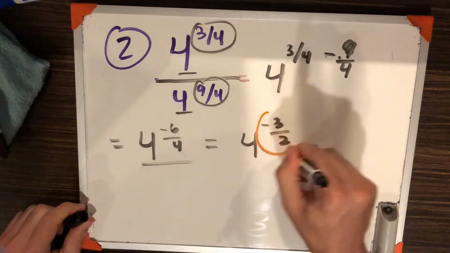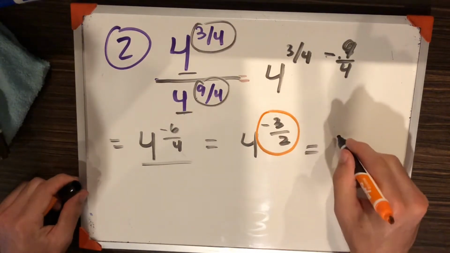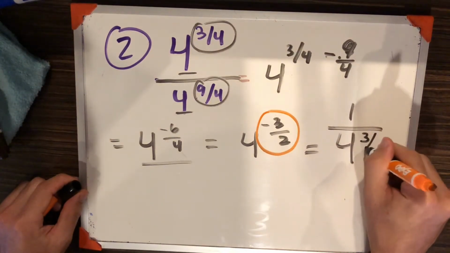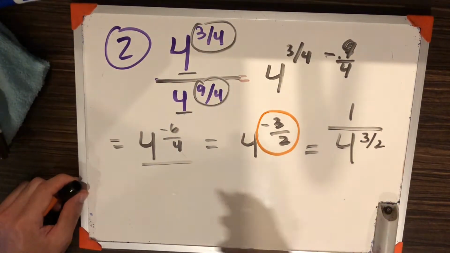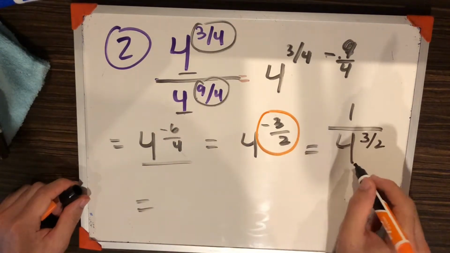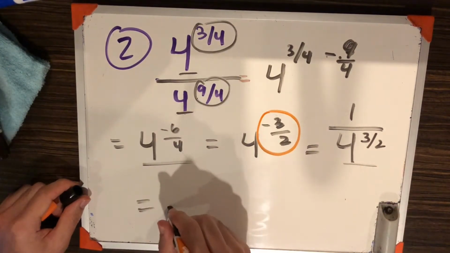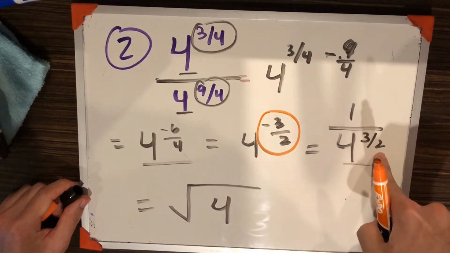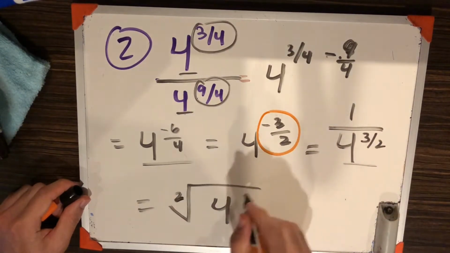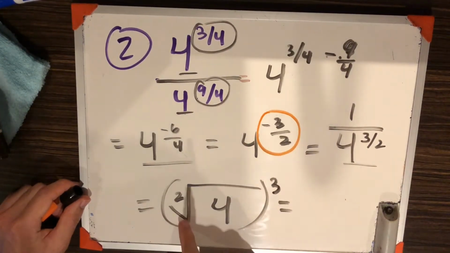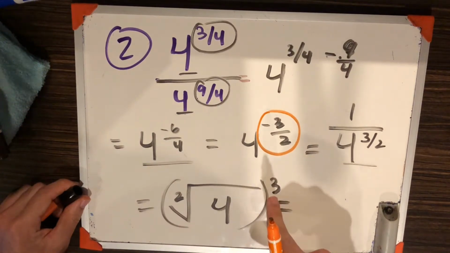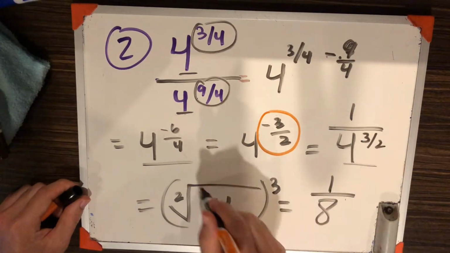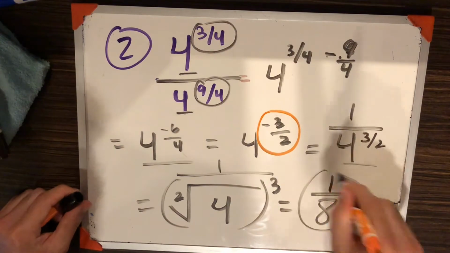What can we do with negative exponents? Well, we can flip them. So this would turn out to be 1 over 4 to the 3 over 2 power. Once we flip them, it becomes positive. We can change exponent form into radical form. So my base is 4, my power is 3, my root is 2. Square root of 4 is 2. 2 to the third power is 8. Well, this would turn out to be 1 over 8. So 1 over 8 would be your final answer.